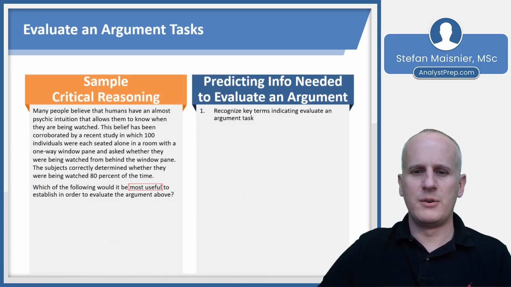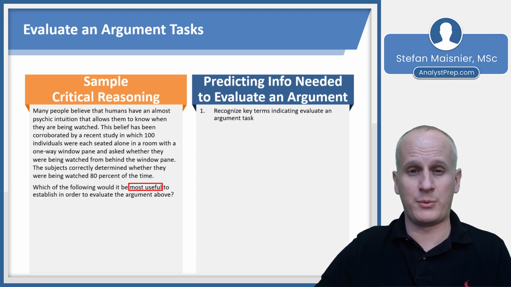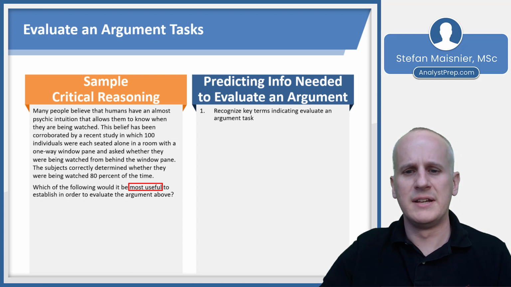So as always, we begin by reading the question stem, and here we've got which of the following would it be most useful to establish in order to evaluate the argument above. So obviously we see the word evaluate, which helps to indicate an evaluate the argument task, but we also have most useful, which just means what's useful. And so we need to now go read the paragraph to determine what the argument is that we need to evaluate.